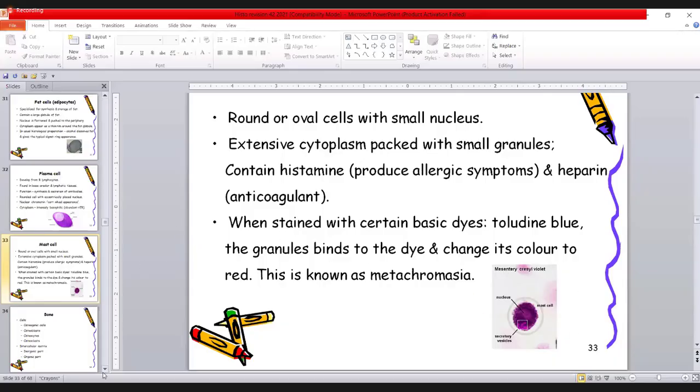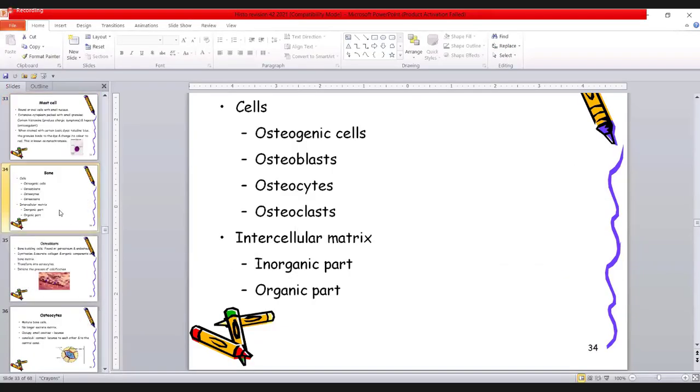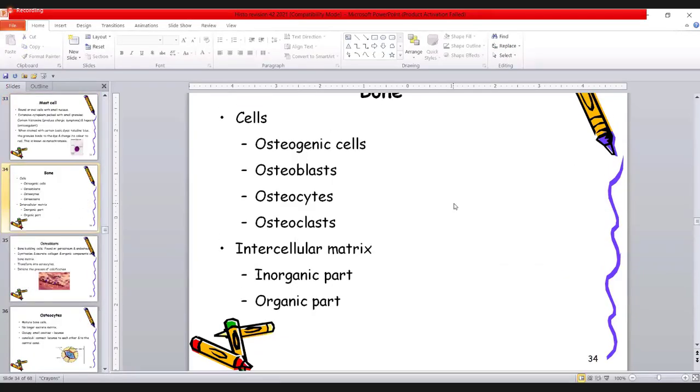Right. Now let's quickly move on to the bones. The bone cells are mainly of three types: osteoblasts, osteocytes, and osteoclasts. Tell me the features of osteoblast. Describe osteoblast. They are present closer to the periosteum. They produce the matrix, and they differentiate into osteocytes.